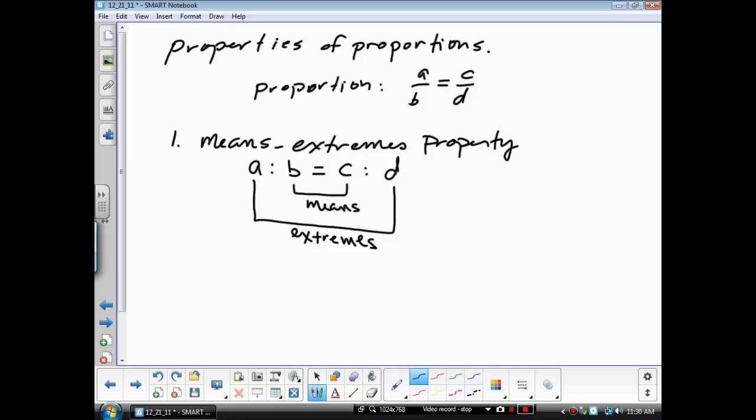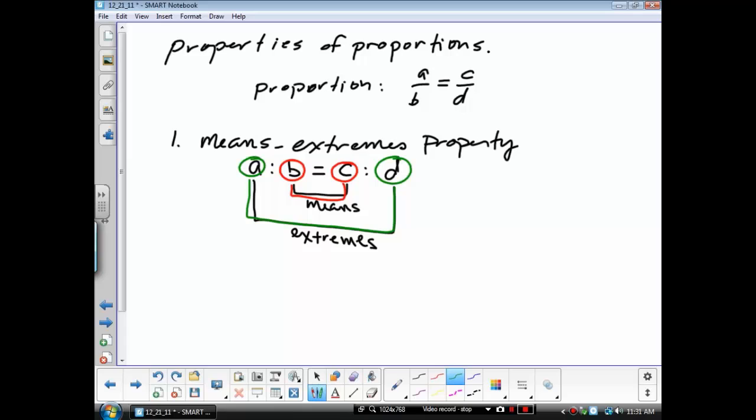If we think about the word mean, we use it in math to mean an average or the middle, right? So here the means are these numbers that are in the middle. Now, what does the word extreme mean? Well, if someone does extreme sports, they're on the very outside cutting edge of the sport. So these numbers that are on the outside are the extremes.